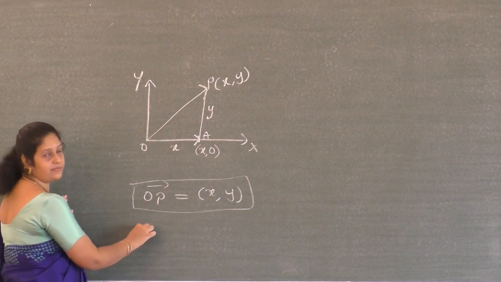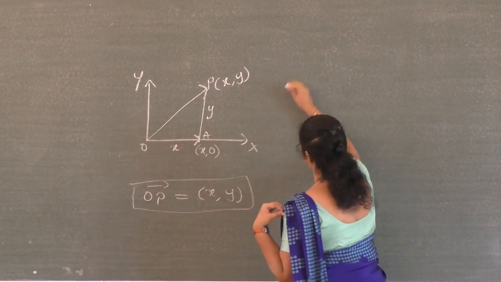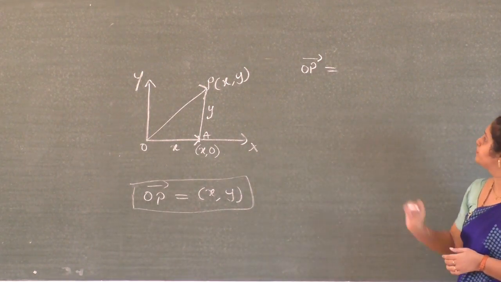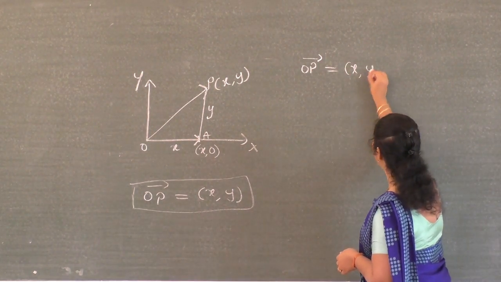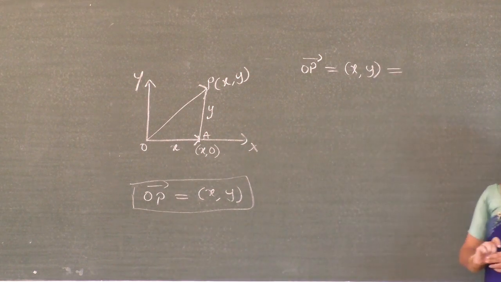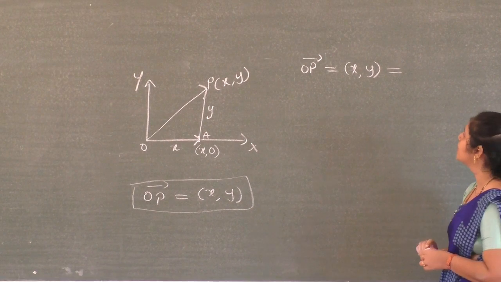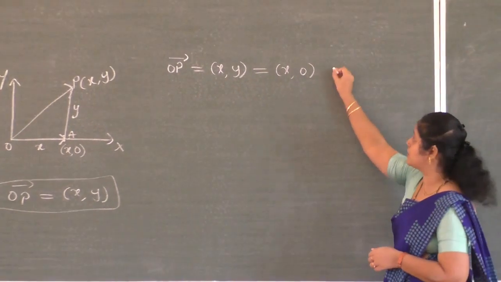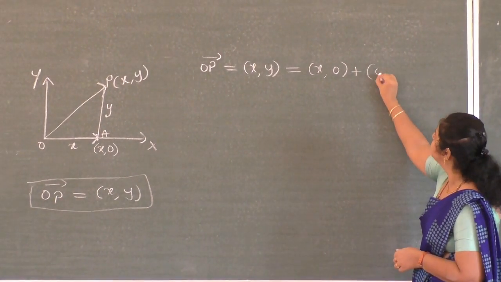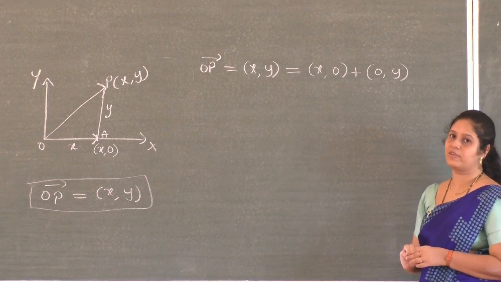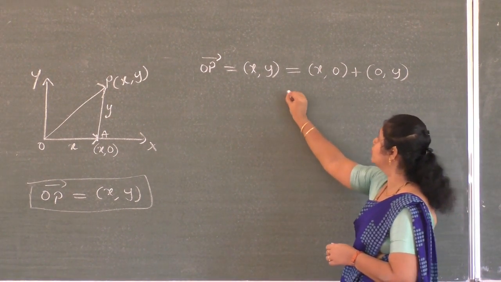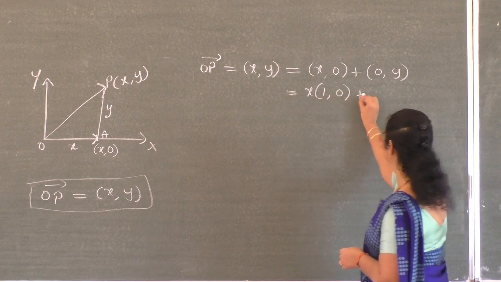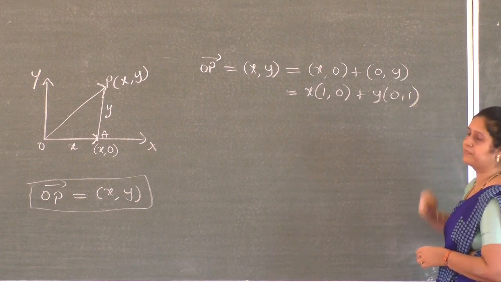Therefore I can write vector OP. Once again, vector OP is equal to the ordered pair x comma y, that is a two-dimensional vector x comma y, that is equal to x comma 0 plus 0 comma y. This way we can write. Now this is equal to x into 1 comma 0 plus y into 0 comma 1.